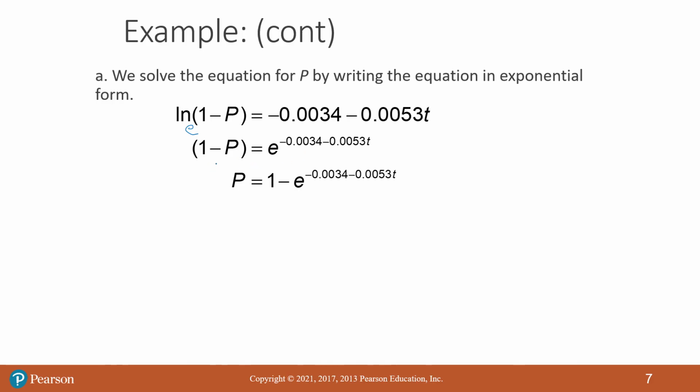Now all I have to do to solve for p is essentially switch the p and the e, but if you want to take it an extra step, all we're really doing is subtracting 1 over here. So technically you're at negative p equals negative 1 plus e to the negative 0.0034 minus 0.0053t. Then you divide by the negative 1 that's in front of the p, and that's where you get p equals 1 minus e raised to the negative 0.0034 minus 0.0053t. We've now solved that equation for p.